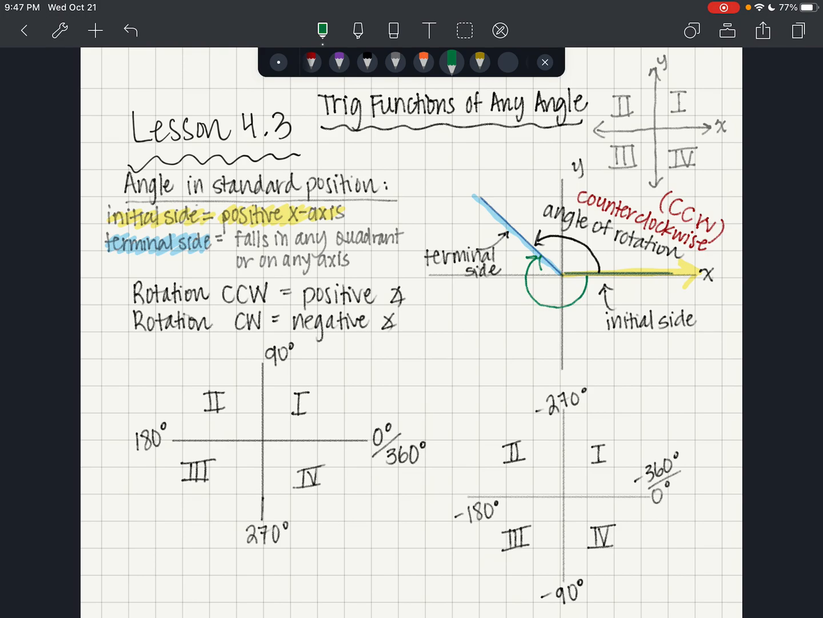However, we're going to have to tell the reader which way we're turning. Are we turning clockwise or counterclockwise? So this turn is a clockwise turn, because that's the way the clock turns. So that's CW, clockwise. And that's a clockwise angle of rotation.